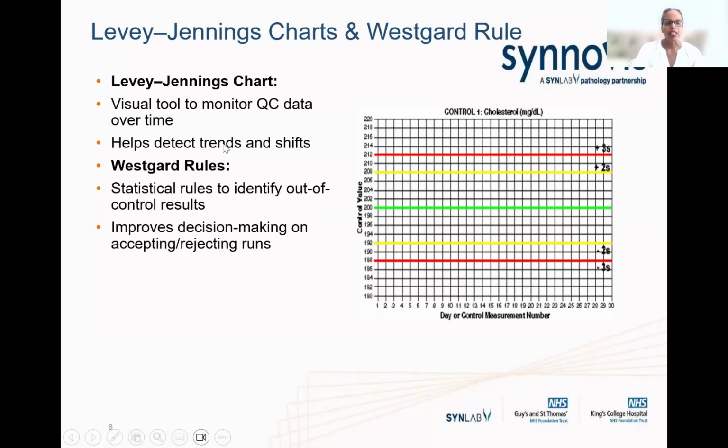Levey-Jennings is a visual tool to monitor the QC data over time, and it helps detect trends and shifts. Westgard Rules are the application of statistical rules to data analysis to identify out of control results. It is also used to improve decision making on when to accept or reject runs.